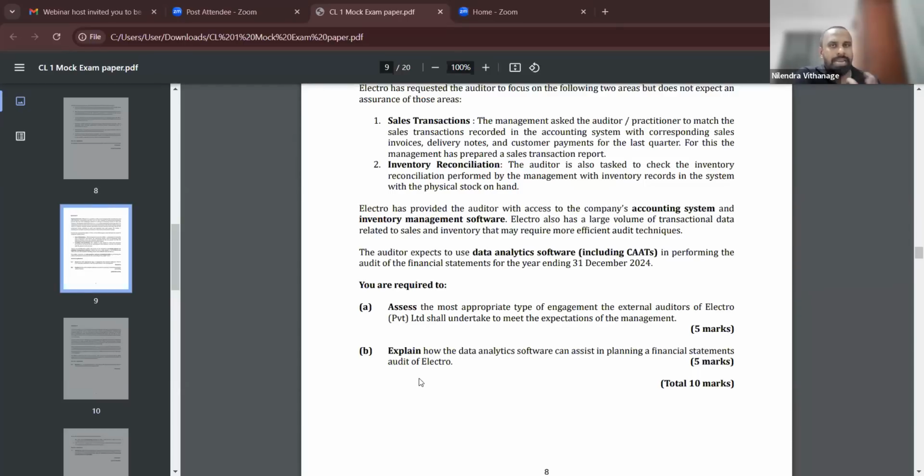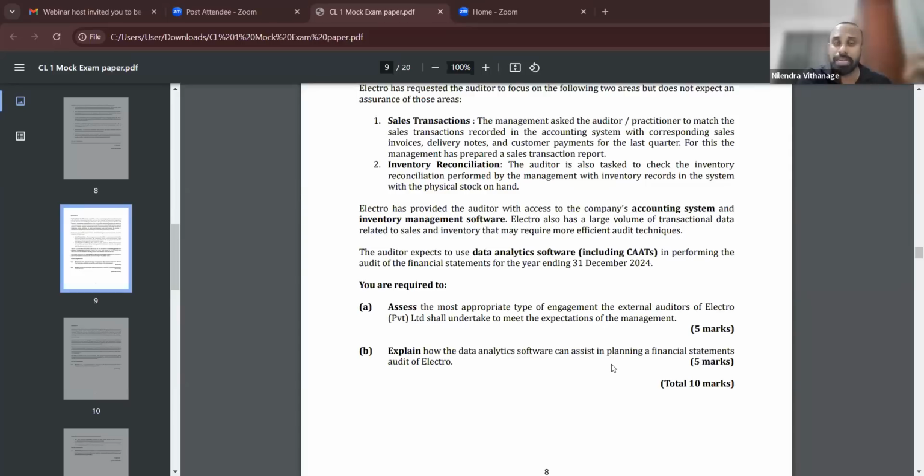Now, when you use data analytics software, students, what can happen? 100% of the data in sales, inventory, you can analyze. So you know in the audit planning stage, not in any other stage, note this well. How is data analytics used in the planning stage?